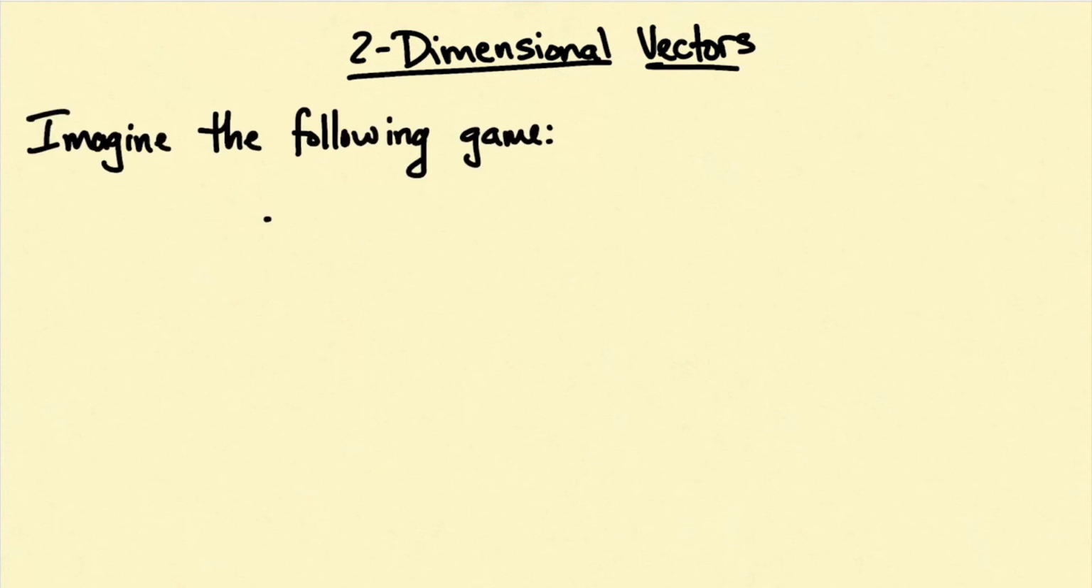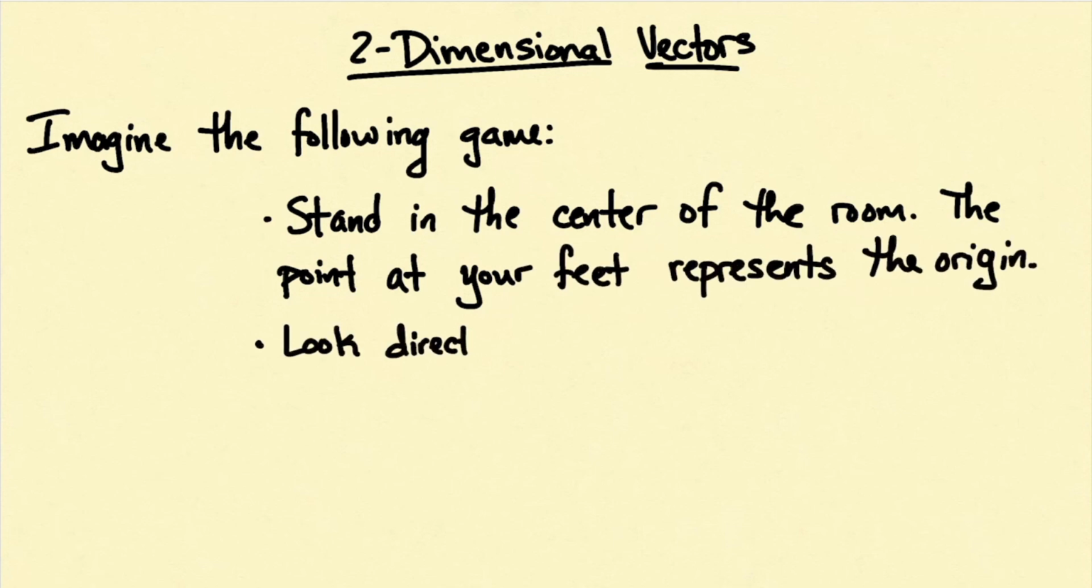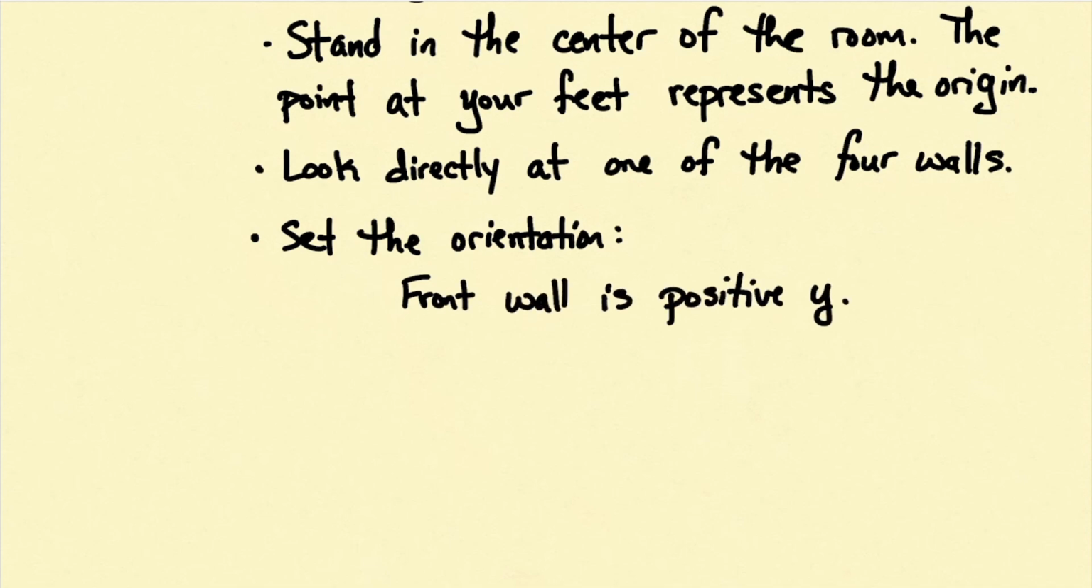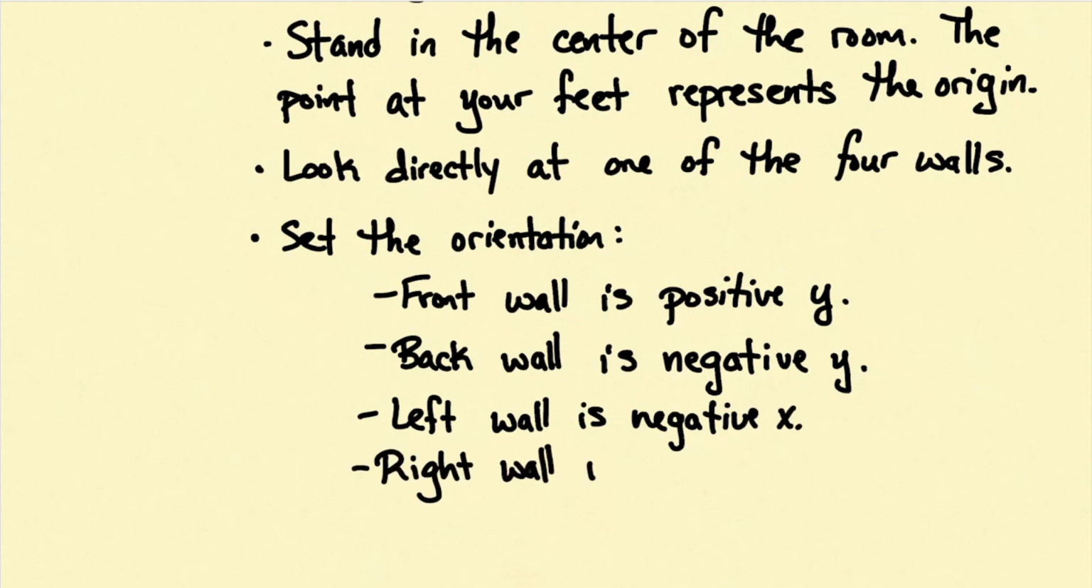Stand in the center of a room. The point on the floor represents the origin of the plane. Look directly at one of the 4 walls. It doesn't matter which, just make sure that it's straight ahead in front of you. And we'll set the following orientation. The wall in front of you corresponds to the positive y direction. The wall behind you corresponds to the negative y. The wall to your left corresponds to the negative x direction. And finally, the wall to your right corresponds to the positive x direction.